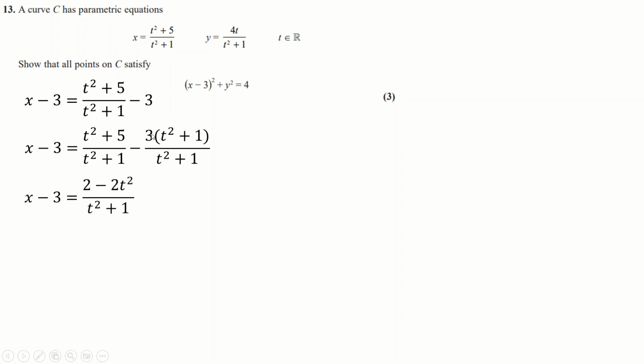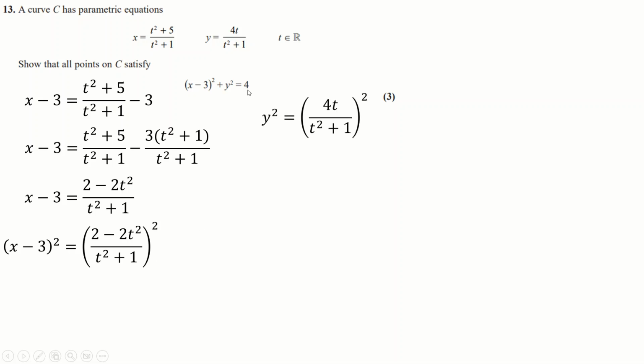And, you know, t squared minus 3t squared is minus 2t squared. 5 minus 1 is 4. 5 minus 3, of course, is 2. Yeah, good. So we get this. And then y squared, just square top and bottom here. Oh, no, sorry. Then I squared this because I need to square it as well. Y squared, just square top and bottom here. And then we can just put these two things together and hope that they equal 4.